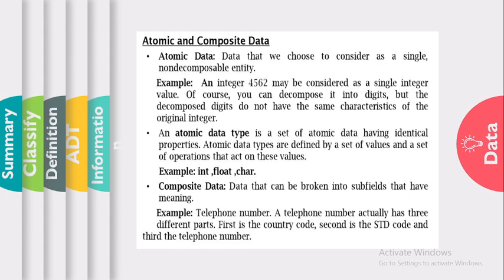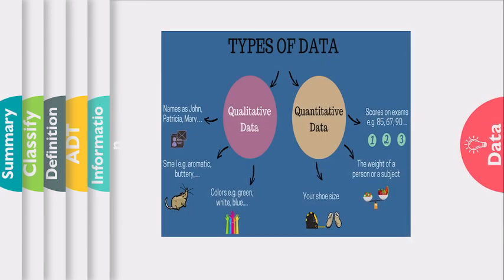Atomic data types are defined by a set of values and a set of operations that act on these values. Example: int, float, char. Next, what is composite data? Data can be broken into subfields that have meaning. Example, telephone numbers. A telephone number actually has three different parts. First is the country code, second is the STD code, and third is the telephone number. So, that is the first type of data. There are two types of data: qualitative data and quantitative data.